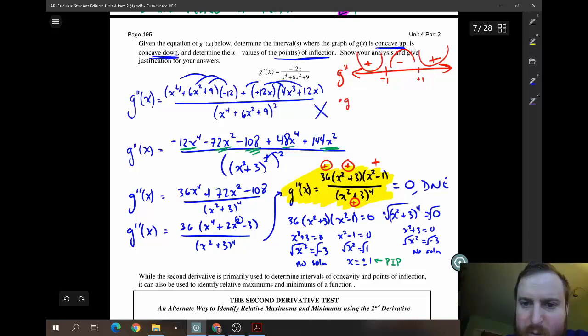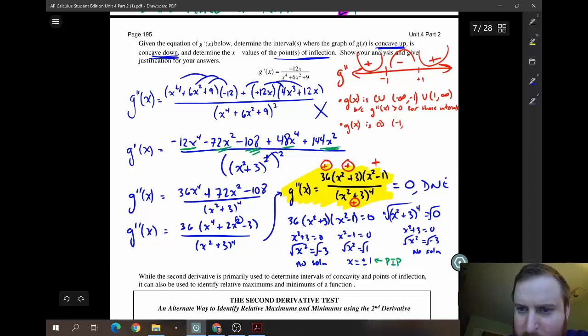So we would say g of x is concave up from negative infinity to negative 1, union 1 to infinity, because g double prime of x is positive, or greater than 0, for those intervals. Similarly, we'll do the same thing with concave down. g of x is concave down for negative 1 to 1, because g double prime of x this time is less than 0 for that interval.